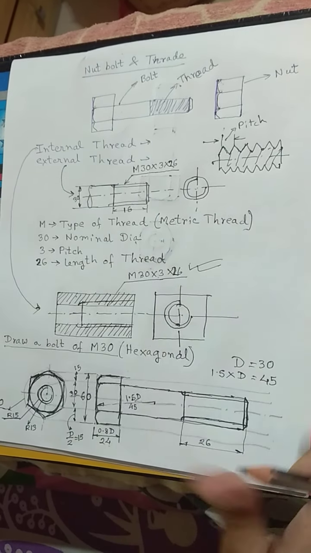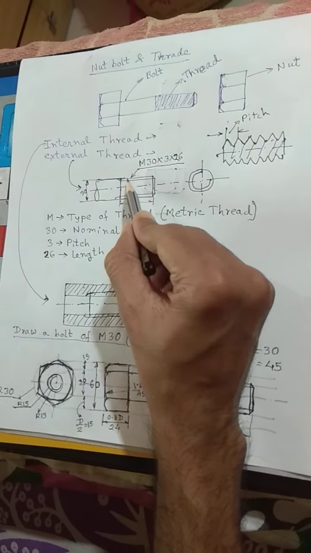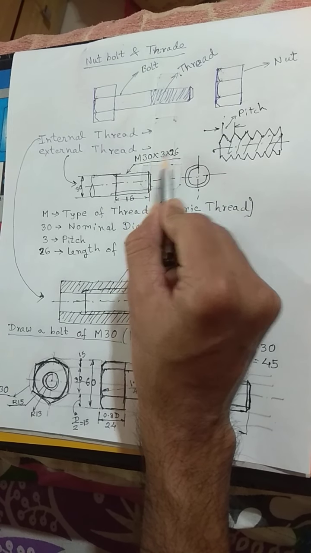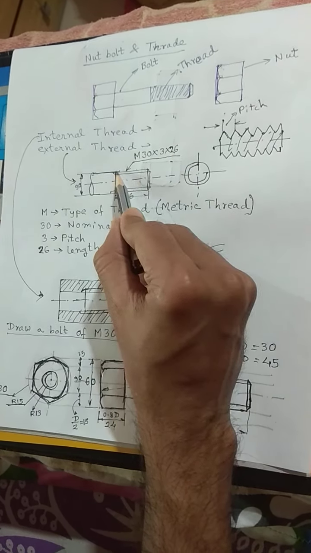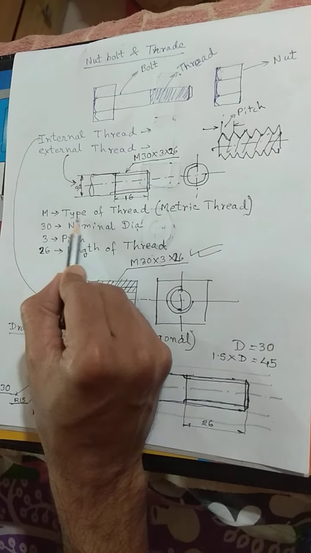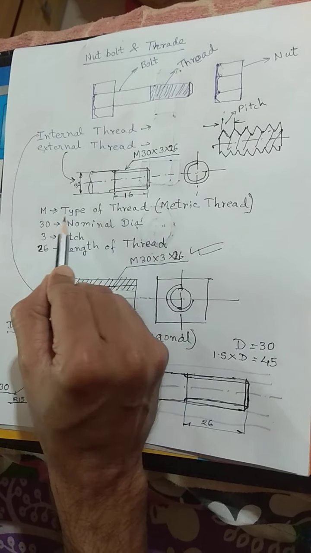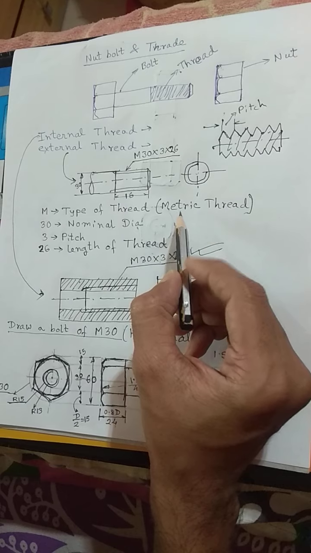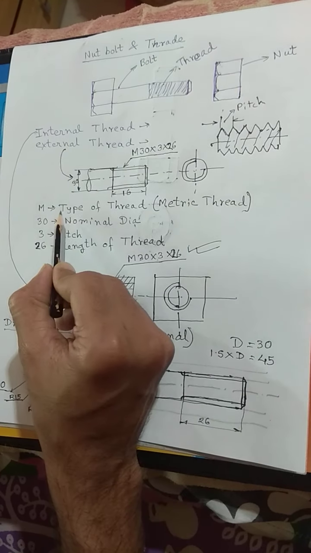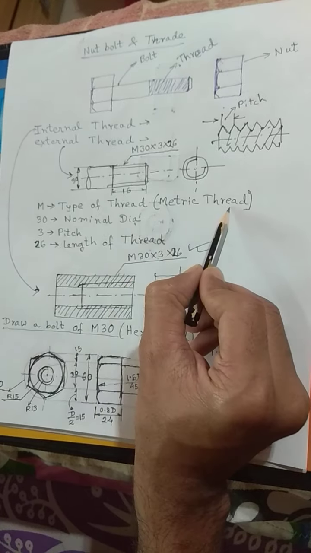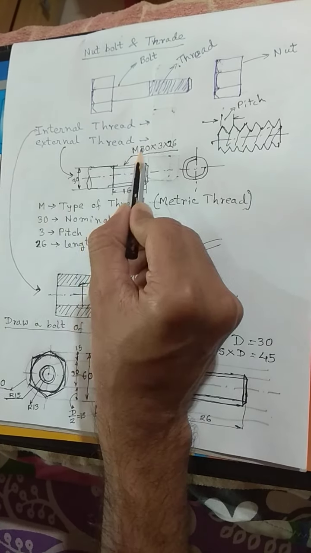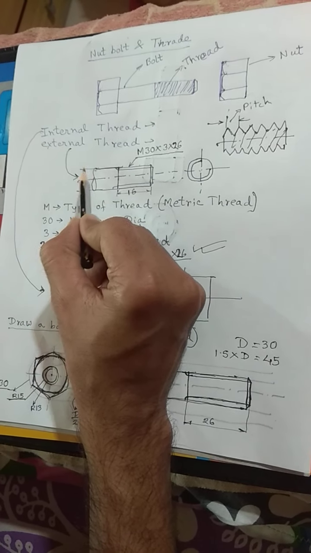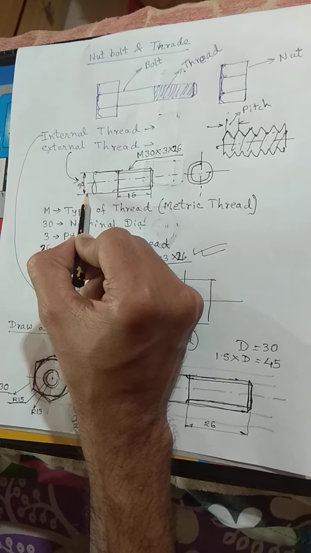Now I have to say how we name the thread. You are seeing this is M30 into 3 into 26. What is the meaning of this? How do we designate the thread? M is for the type of thread. There are many types of thread, like metric thread, BSW thread, square thread and so on. Basically I am using the metric thread here, M for metric thread, and 30 is the nominal diameter. This diameter is called the nominal diameter.